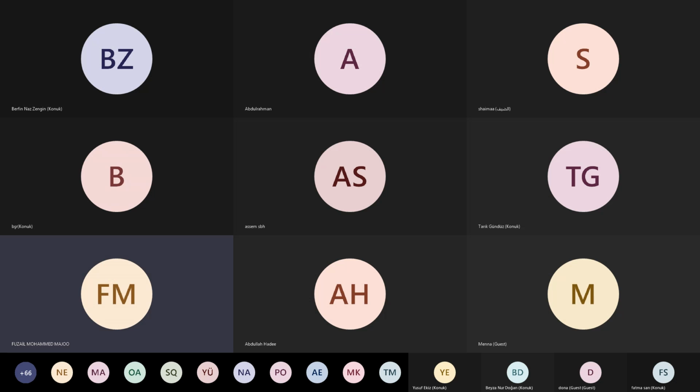Let me just make sure that this is all set up. Open share tray, desktop. All right, so we'll start off with one, and then we'll move forward.